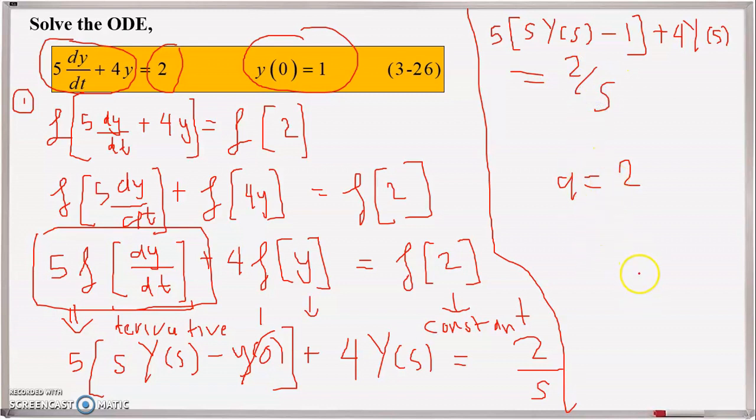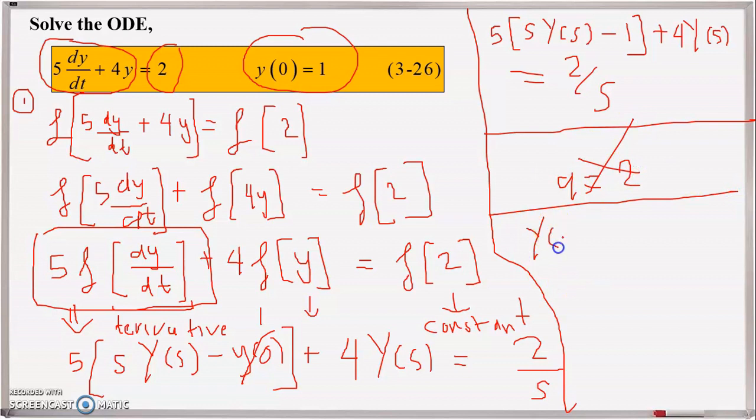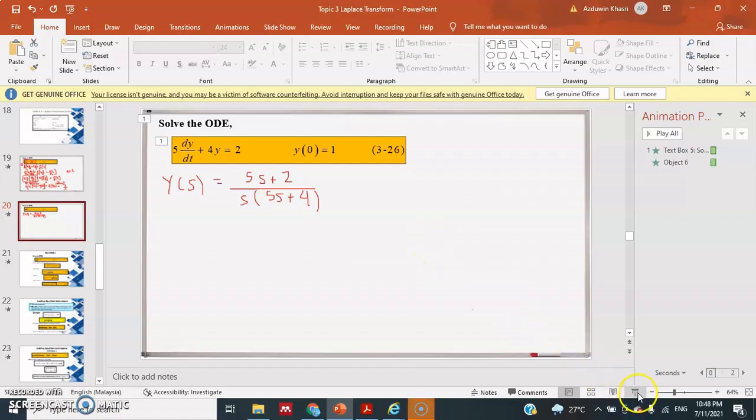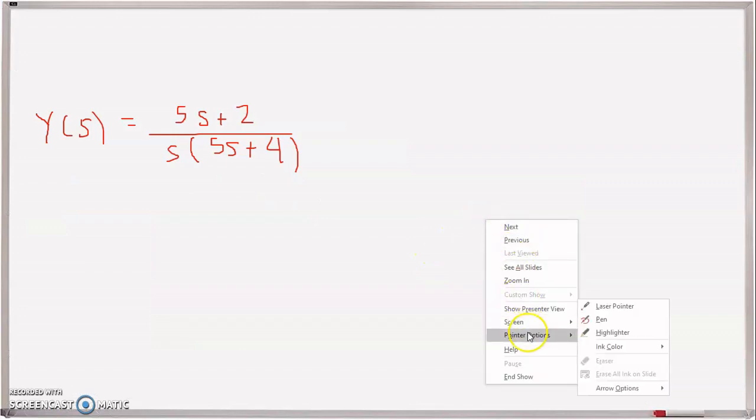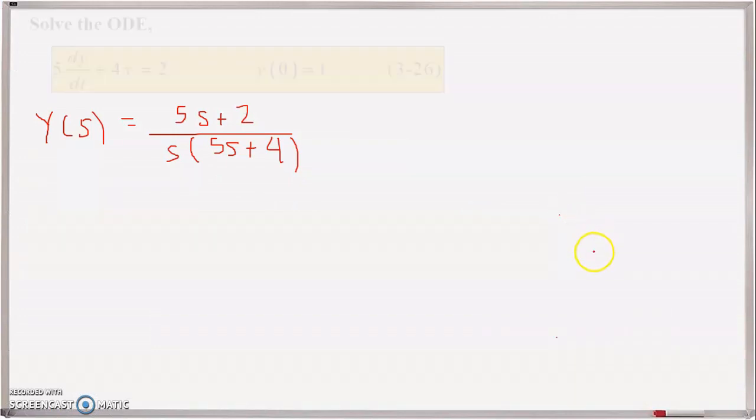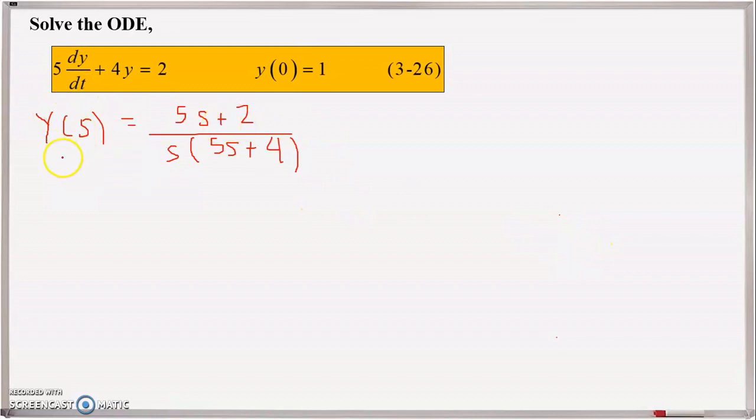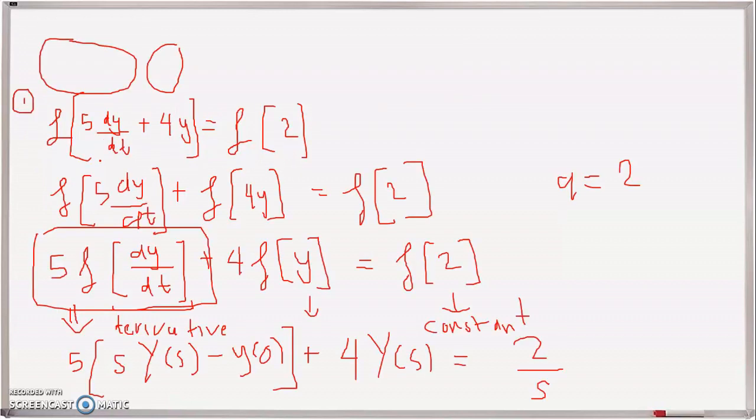So if we rearrange this expression, what do you get? You will get Y(s) equal to, so get the expression in terms of Y(s). So I just write again this one. Basically you will get this after you rearrange the expression into Y(s).